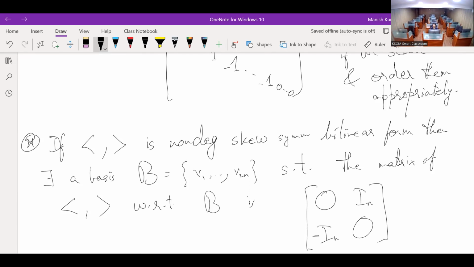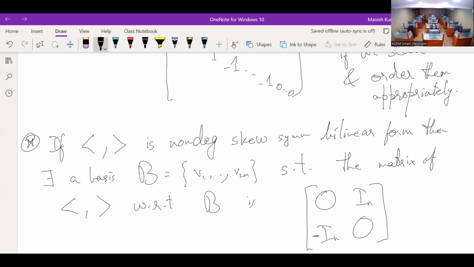See, V1 inner product V1 is 0. But we want to make sure that it is as orthogonal as possible, so we'll try to make it 0 with almost all vectors except one. It's non-degenerate, so it has to be. So you'll have V1 to Vn and V1 prime to Vn prime, and you'll make sure that the pairing of V1 and V1 prime is 1.